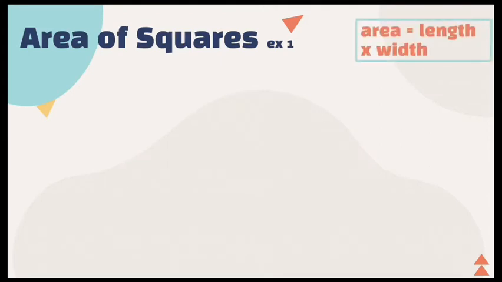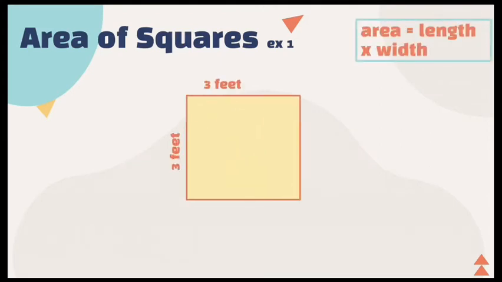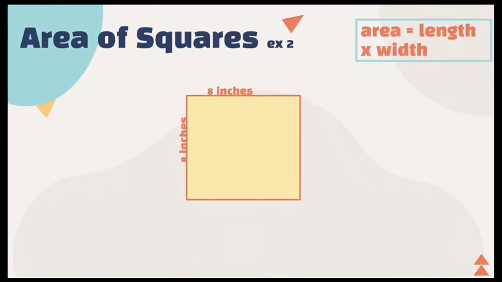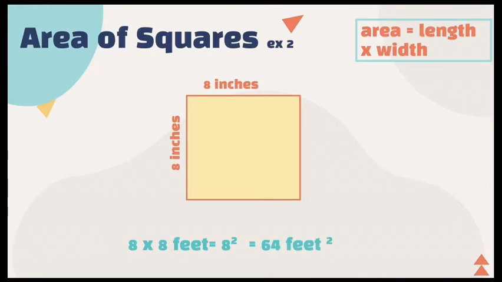So here we will have a square, and both the sides are 3 feet. So we do 3 feet times 3 feet, which is actually the same thing as doing 3 squared, and then that is 9 feet squared. Here's another example. Here we have 8 feet times 8 feet. So all we're going to do is multiply those together. 8 times 8 feet, which is the same thing as 8 squared feet, which gives us 64 feet squared.